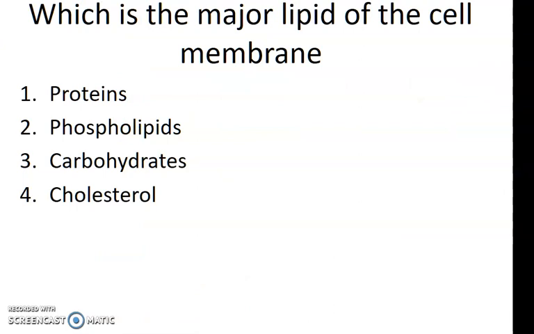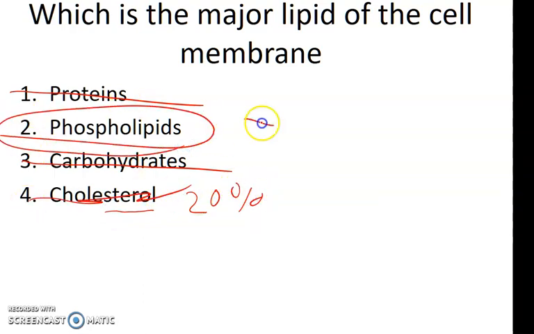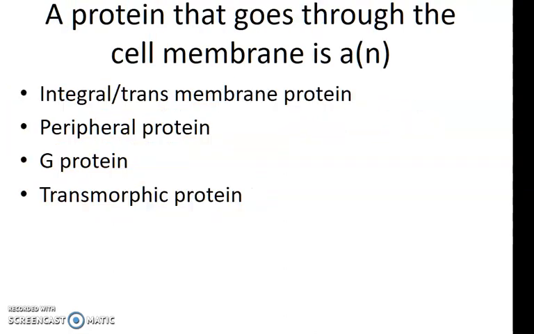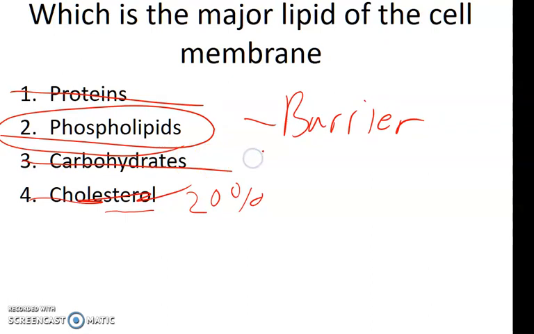So, which is the major lipid on the cell membrane? You saw this question coming, right? Well, that's not a lipid. That's not a lipid. Cholesterol is a lipid. It's actually a sterol. But that's about 20%. So that, nope. Phospholipids. And what do they make? They're a barrier. Do you remember what cholesterol does? That's rigid. And proteins let things in.